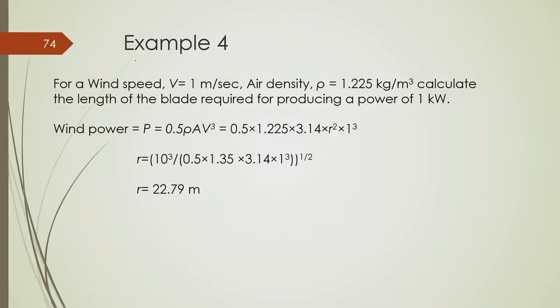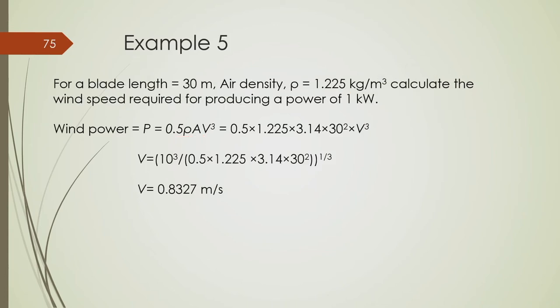Similar to that, we have example 4, where the velocity of the wind is given and air density is also given. Then you have been asked to determine what should be the length of the blade so that you can produce 1 kilowatt of power. Again, you apply this expression. Here, P is known to us, 1 kilowatt, and rho and V are known to us. So, you can find out what should be A and accordingly what should be R, which comes out to be some value. Similarly, here the blade length is given, air density is given.